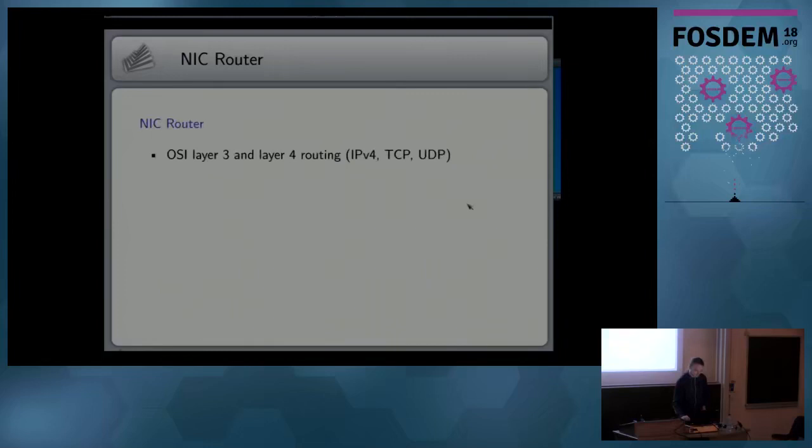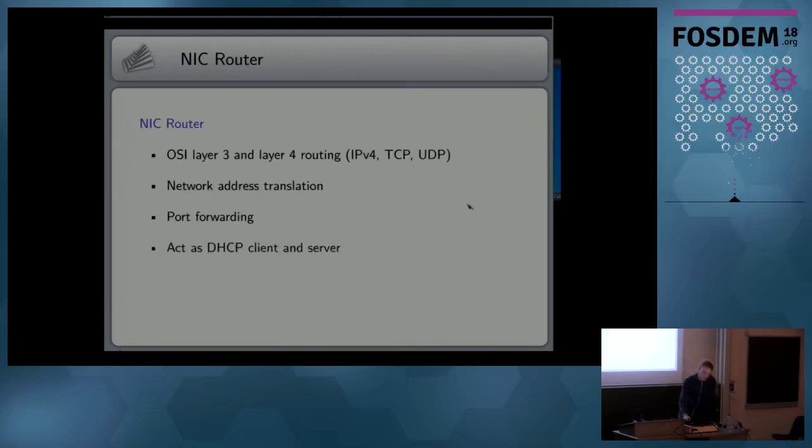Okay. Now for the NIC router. The NIC router is a little bit different. It started with a pretty small set of features that we wanted to achieve, and especially we wanted to have NAT, and it ended up implementing a whole layer 3, layer 4 routing component that now knows routing for IPv4, TCP, and UDP. It can also do NAT, of course, for TCP and UDP. And we have port forwarding for these two layer 4 protocols.